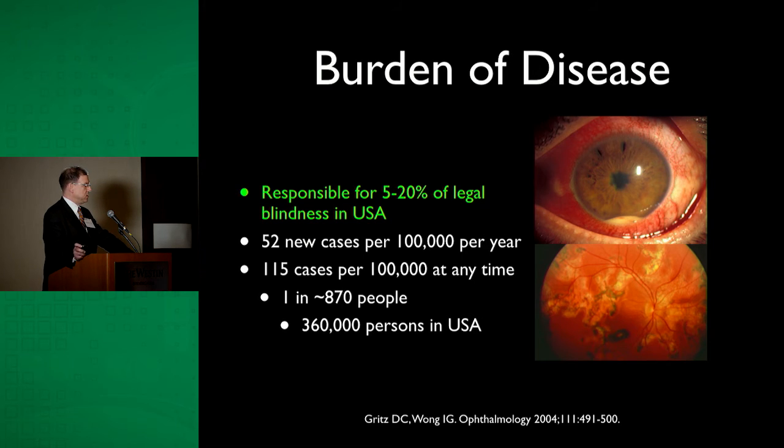And there's about 52 new cases of uveitis per 100,000 people per year in that population, a prevalence of about 115 cases per 100,000 at any one time, which means about 1 in 870 people, or about 360,000 persons at any one time in the US has uveitis. But yet, with that small number of people, up to 20% of the blindness in this country is due to this. So there's a huge burden of disease, both from anterior disease, such as HLA-B27, you can see on the top, and things like serpiginous, different forms of posterior uveitis, like you can see on the bottom.